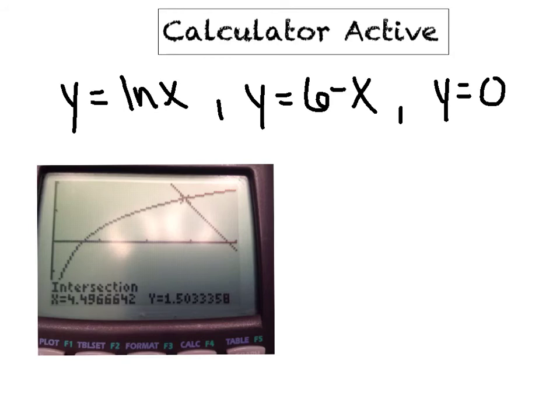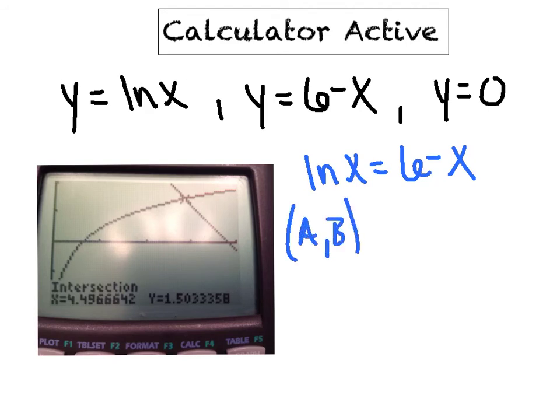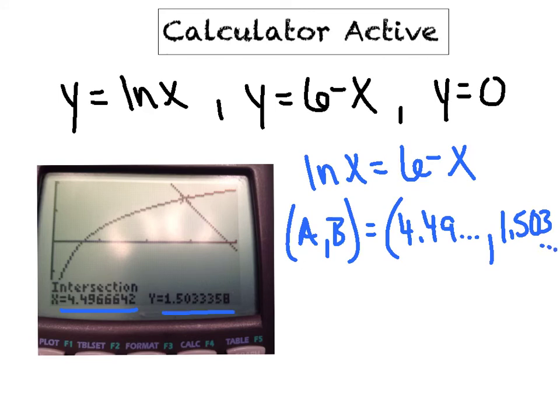I'm going to let the grader know that I set these two functions equal to each other and that they intersected at an ordered pair that I'm going to call A comma B. So I'm storing the x value of 4.49, and so on. I'm going to write down every decimal that I see, comma 1.503, and so on. I'm just writing down all the decimals I see on my screen. I'm letting the grader know that the x value is stored in A and that the y value is stored in B because I'm going to likely use both of them here in this problem.